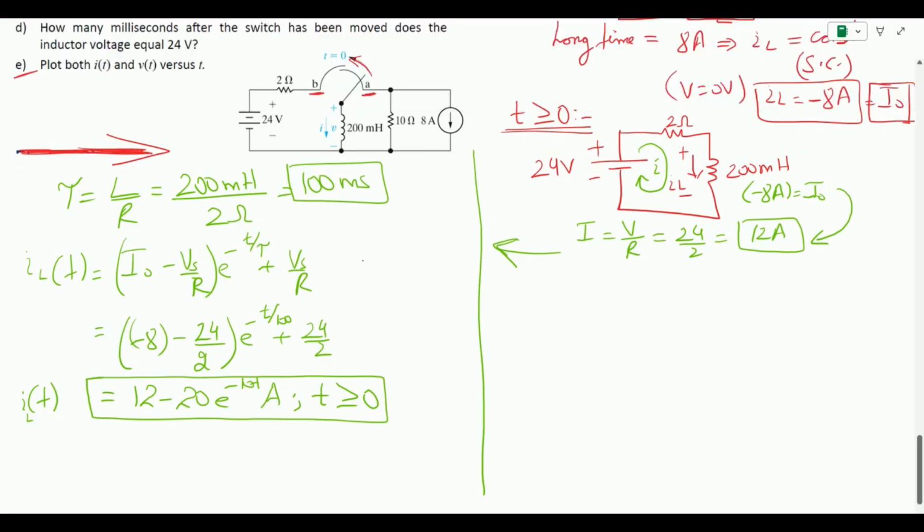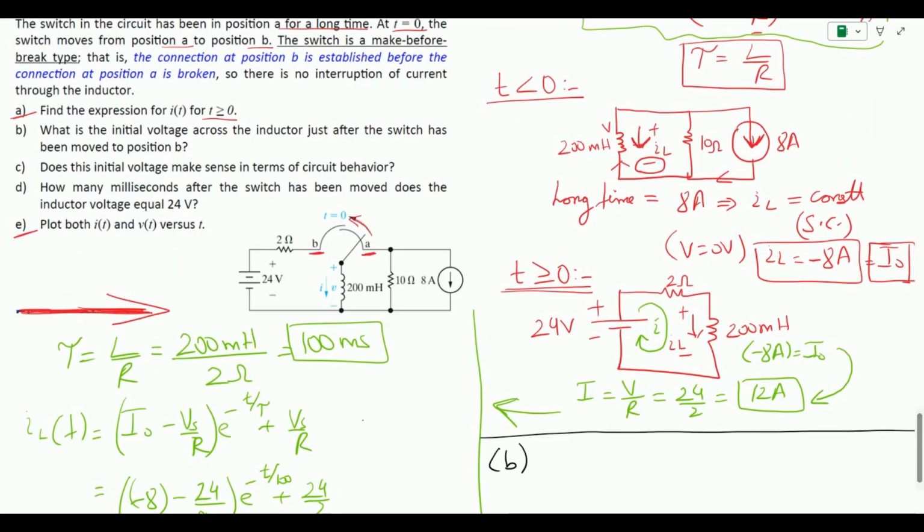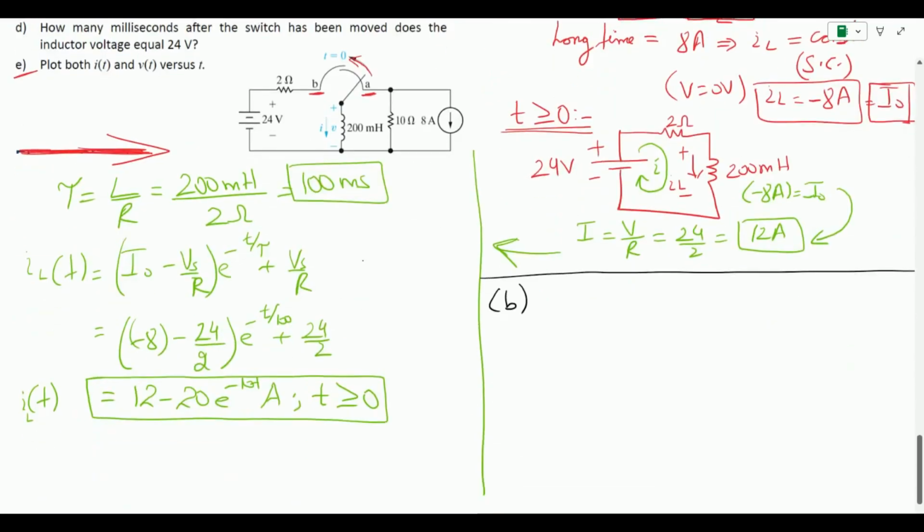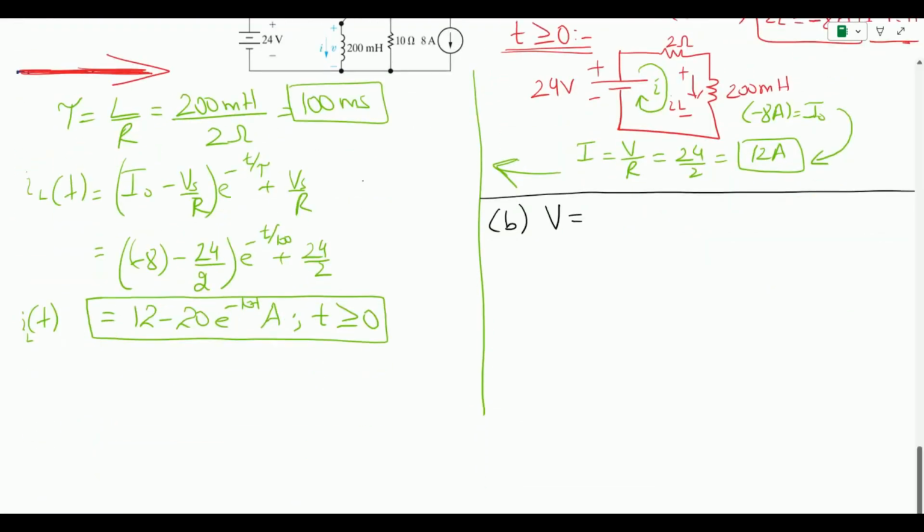In the second part, we have been asked what voltage is going to appear. We want to know the initial voltage across the inductor just after the switch has been moved to position B, which means we are at time t greater than or equal to 0. To find the voltage, we apply the basic equation V equals L di by dt, and once we simplified this earlier, we got the equation Vs minus I naught R e raised to power minus t by tau, for t greater than or equal to 0 plus.